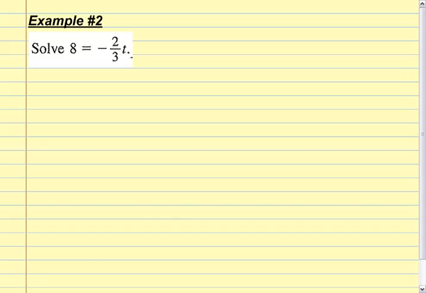I do. But think about this. I don't want to divide by a fraction. I mean, when I divide by fractions, what am I actually doing? I multiply by the reciprocal.